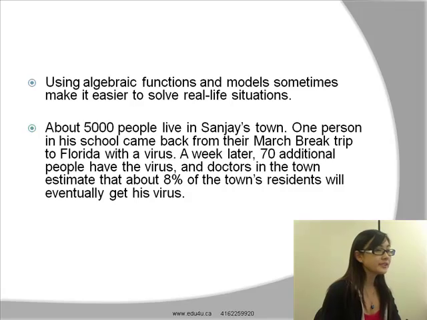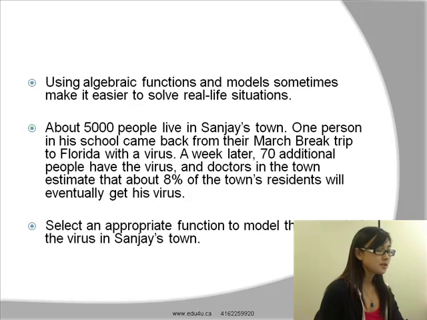About 5,000 people live in Sanji's town. One person came back from their March break and then got a virus. A week later, 70 additional people have the virus. And doctors in the town predict that about 8% of the town's residents will eventually get this virus. And that's all we're told. That's all of our givens, so we know nothing about what happens in the second week, how many people are affected, nor the third week. We're asked to select an appropriate function to model the spread of the virus in Sanji's town.